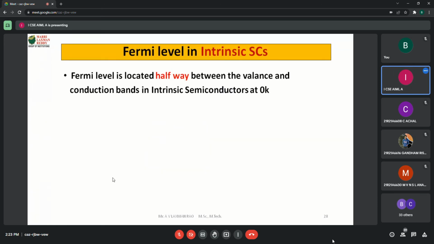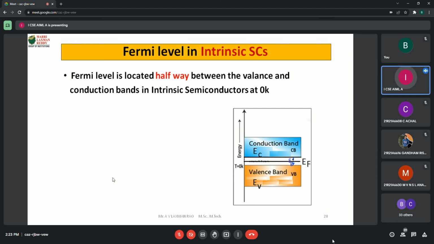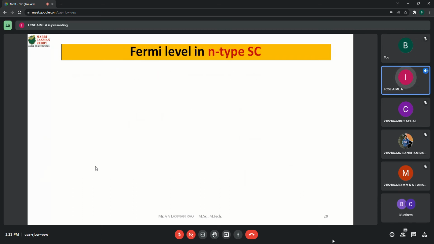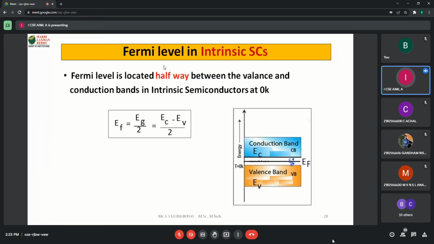Now, what is the Fermi level and where is it located in n-type and p-type semiconducting materials, and even in intrinsic semiconducting materials? The Fermi level is nothing but, at 0 degree Kelvin, the highest energy level that an electron can occupy in a particular system or material. That energy level is called the Fermi level at 0 degree Kelvin.